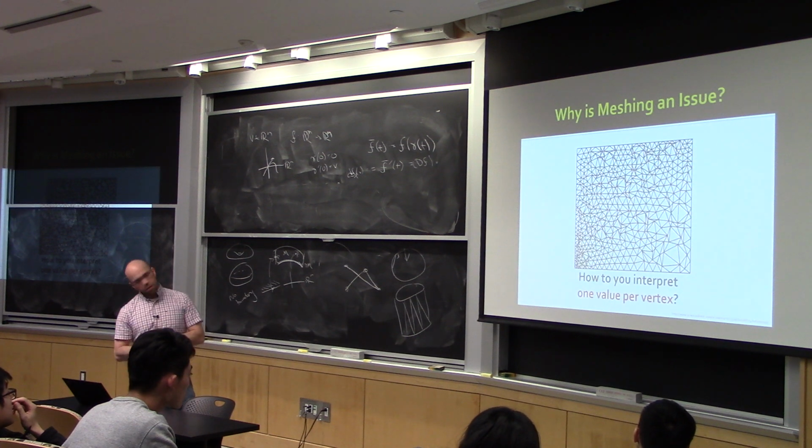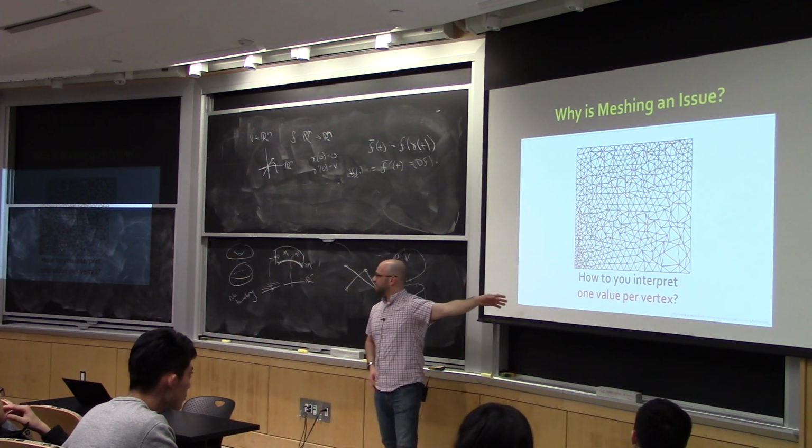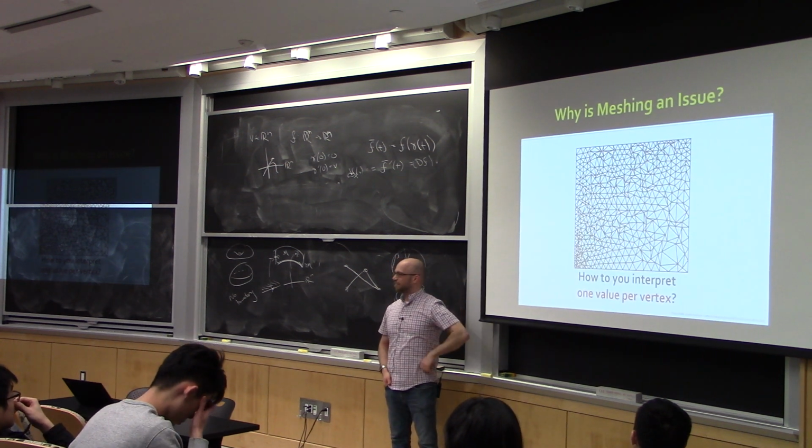Right. So one simple way to understand why meshing might be a problem, even before we talk about finite elements. Let's say that I just want to talk about a function. Like I just paint this square and I want to keep track of the colors.